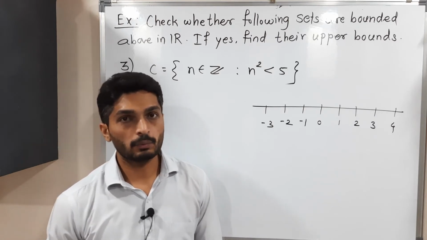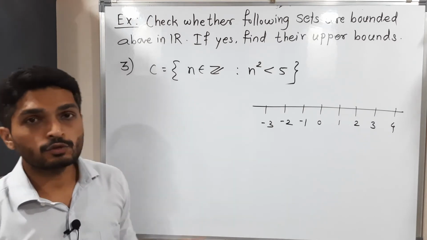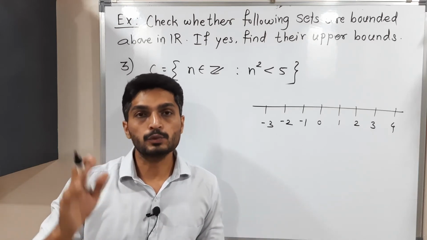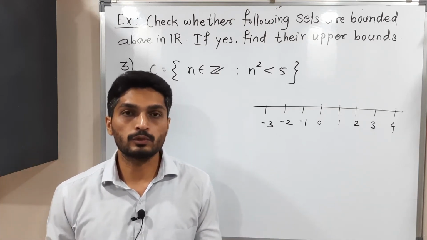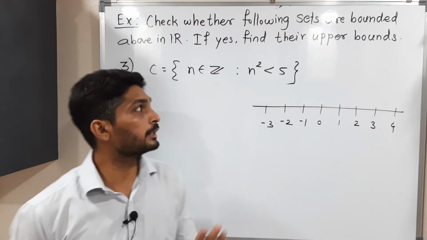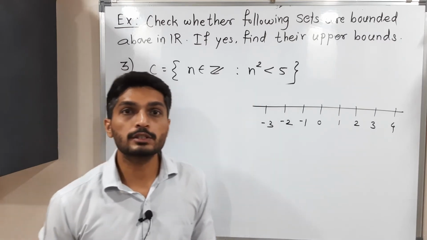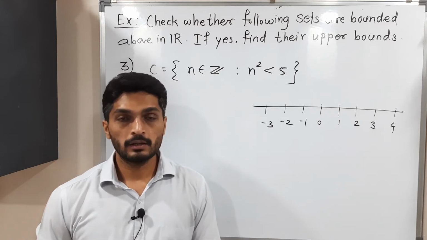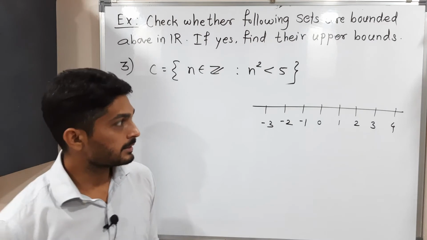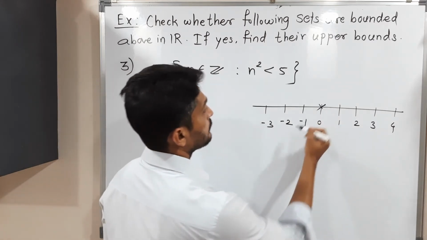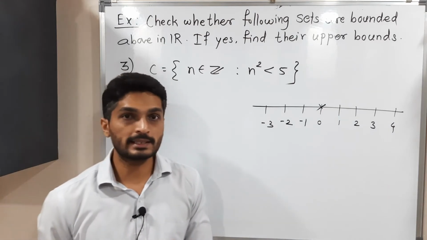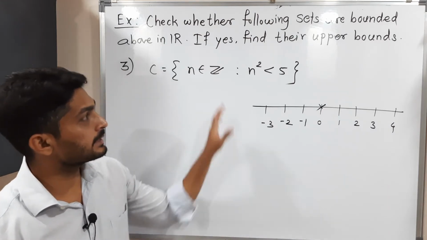See, what have they given? It contains all integers. You know, integers 0, 1, 2, 3, 4 and here minus 1, minus 2, minus 3 and so on. So all these are integers. And they have added one condition here, that the square of those integers should be less than 5. So let us find the actual elements of this set C. See, 0 is an integer and the square of 0 is 0, less than 5. So 0 lies in this set.